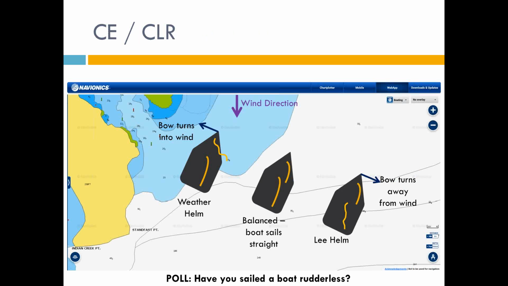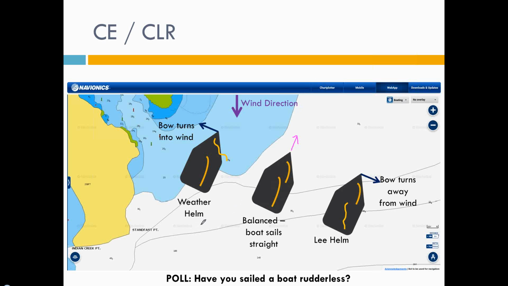So again, I like pictures. We've got three cases here. We'll look at the boat in the middle first. In this case, the boat has its sails trimmed nicely, the boat's balanced, sailing off in this direction. If they let go of the tiller, they should more or less keep going in that direction.